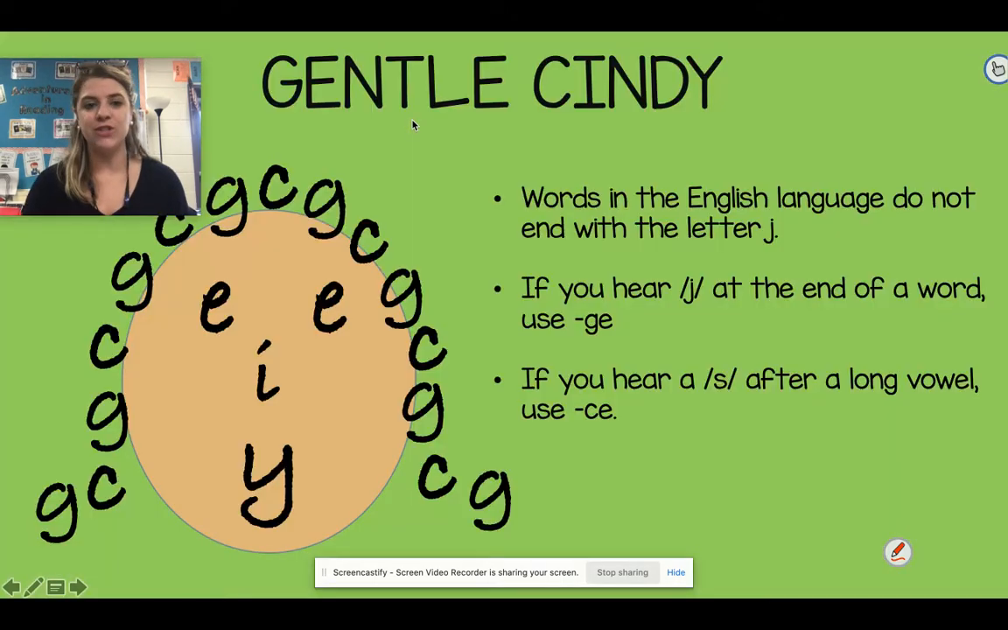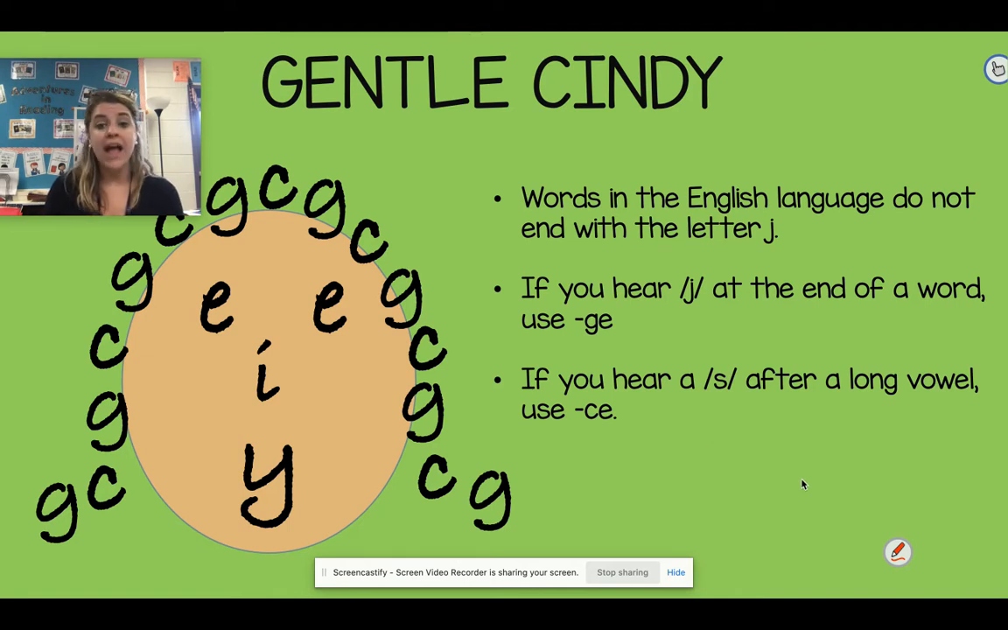Let's review Gentle Cindy. Remember, this week we've really been focusing on that Gentle Cindy or soft C and soft G rule. Gentle Cindy uses the letters E, I, and Y to make the G and the C say their soft sound, which is soft C says S, soft G says J. So remember, if we see a CE, a CI, or a CY, we're going to say S, GE, GI, or GY says J.